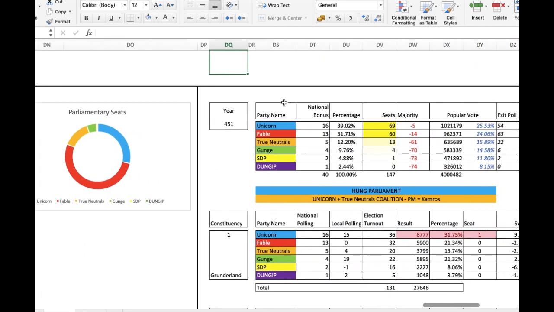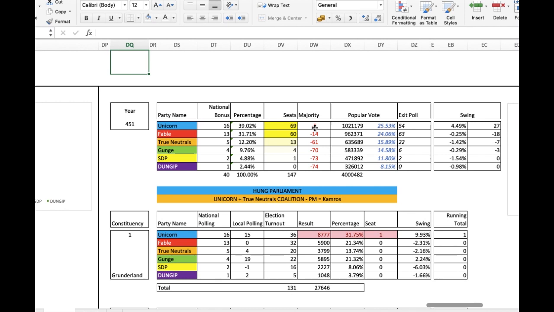Next cycle, here is where things got super interesting. We had our first hung parliament. We had the unicorns gaining 69 seats, nice, but not nice enough. They are 5 short of a majority. Fable on 60, 14 short of a majority, and so on.